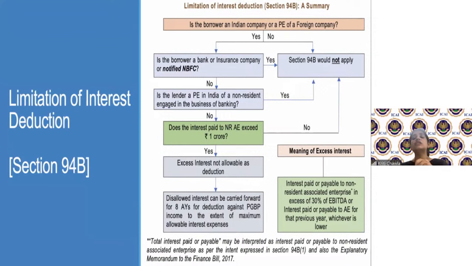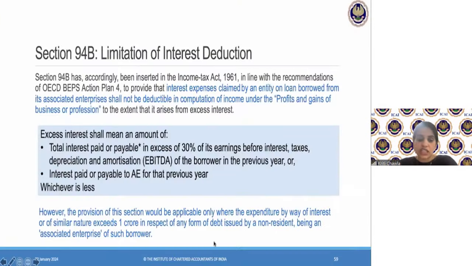When you say yes, then you have to ask, is the borrower a bank or insurance company or notified NBFC? If you say yes, then limitation of interest deduction will not apply. Meaning, for a bank, an insurance company or NBFCs, Section 94B does not apply. Then you have to ask, is it engaged in the business of banking? If you say yes, then also it will not apply. So basically, you need an Indian enterprise that should not be in the business of banking, an insurance company, a notified NBFC, etc. Then you have to ask, does the interest paid exceed 1 crore rupees? If you say no, then Section 94B will not apply, because there is a threshold on Section 94B.